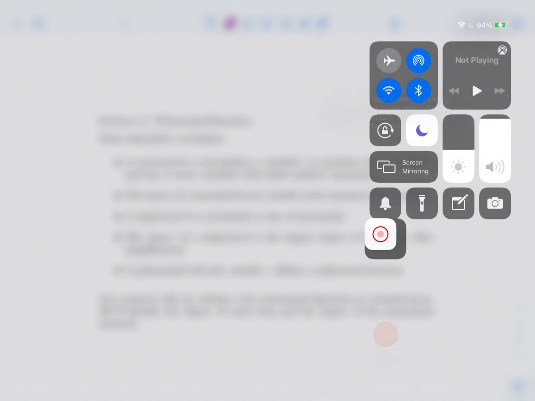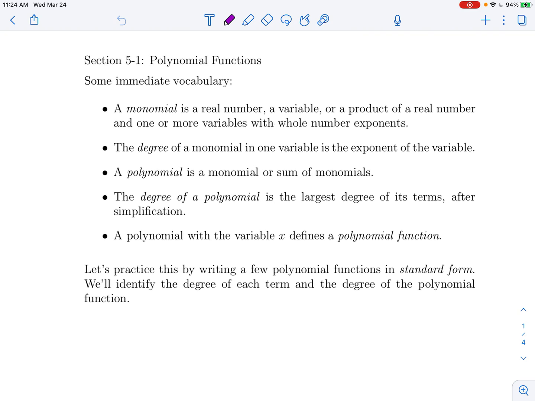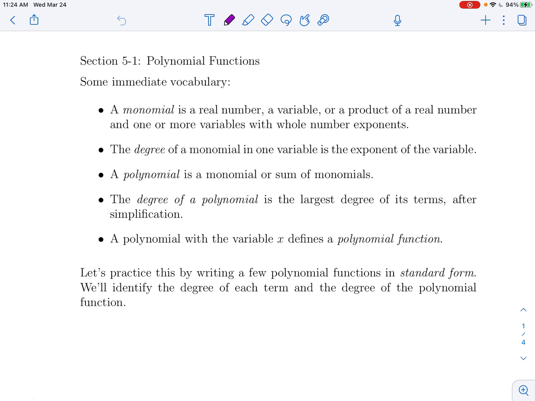Hello, in this video I'll be talking about section 5.1 on polynomial functions. So just some vocabulary. When I say monomial, you might know mono means one. A monomial is sort of a building block of a larger function, and it can be a real number or a variable or a product of a real number and one or more variables with whole exponents.